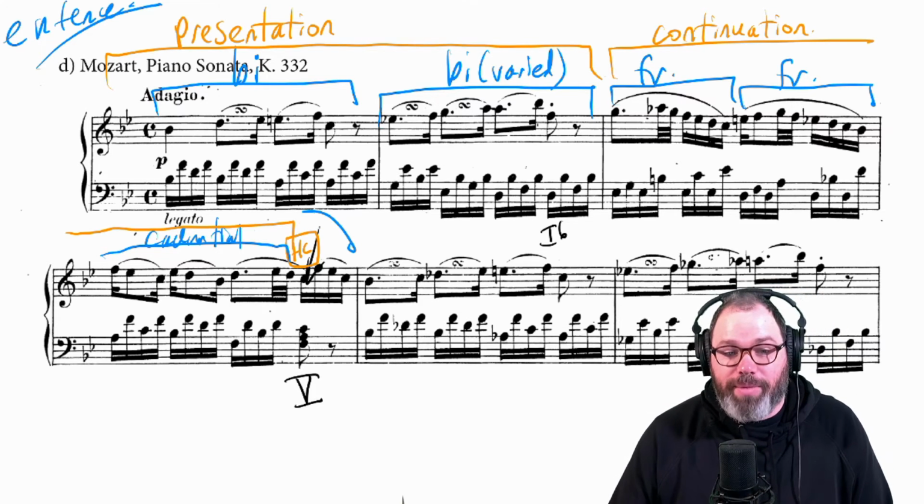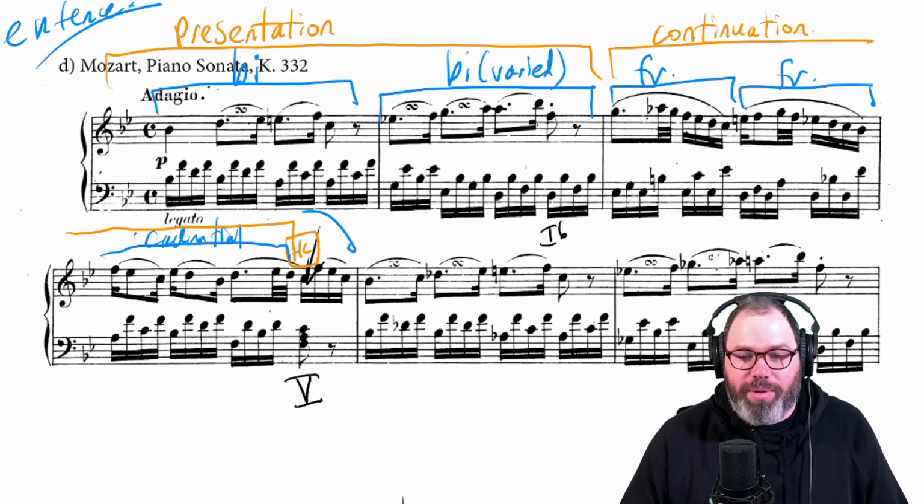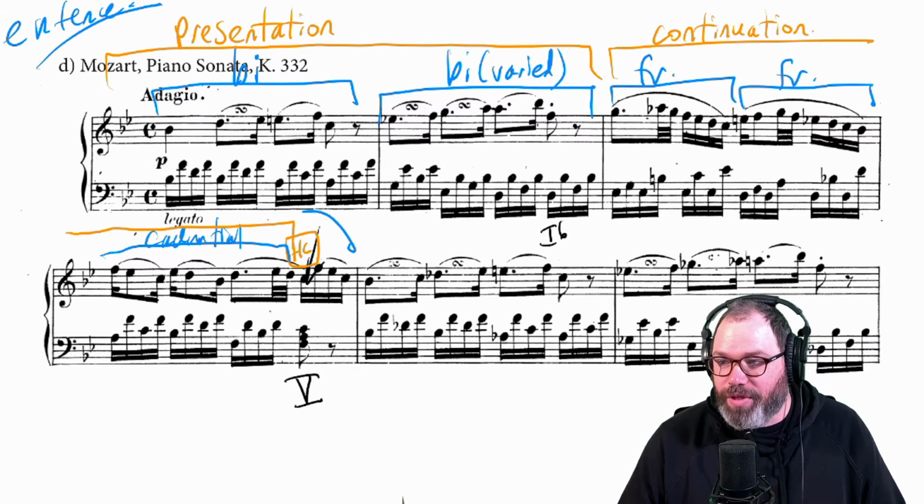Now let's listen one more time, and you should be able to hear where the harmonies change. The slow tempo helps, I think, with this.